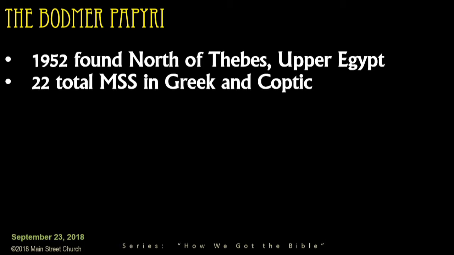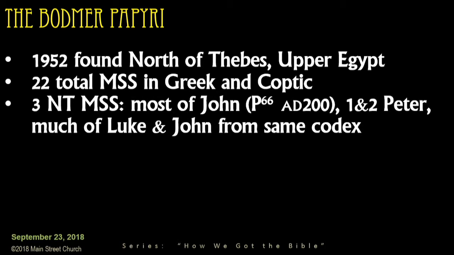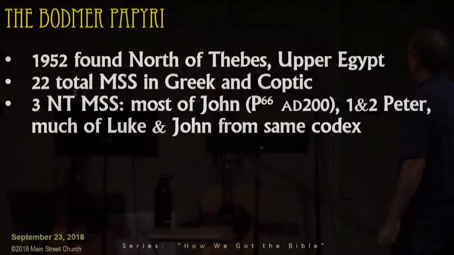22 total manuscripts in Greek and also Coptic. So Coptic is useful for this particular case. There are 3 New Testament manuscripts, and they're substantial. P66 is a really big one. It's almost all of John's Gospel. Almost all of John's Gospel. And it was penned around 200. Now it's really sort of astonishing.